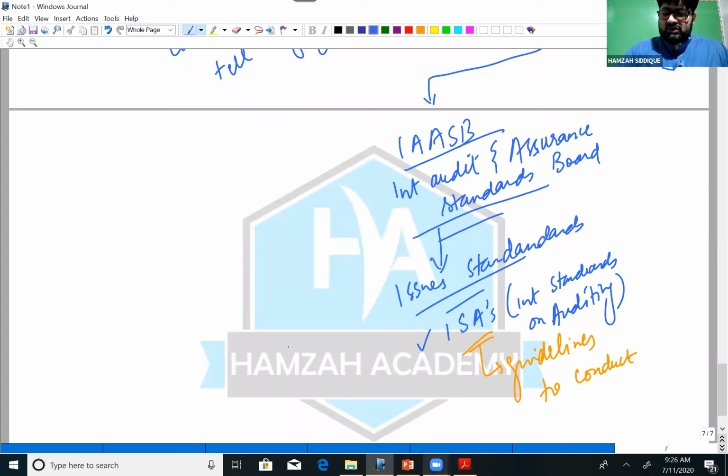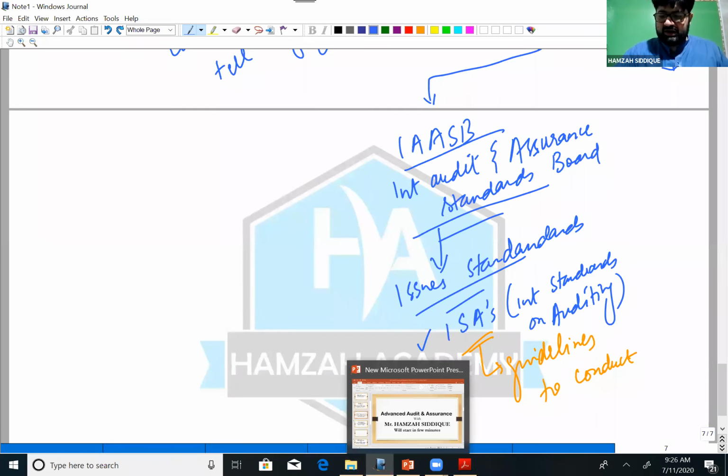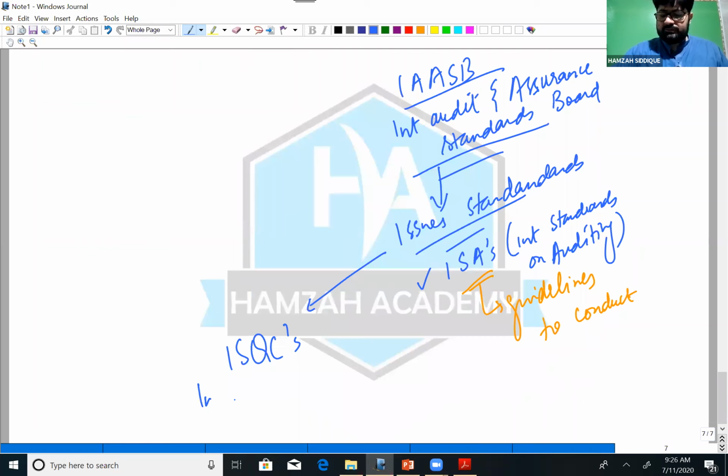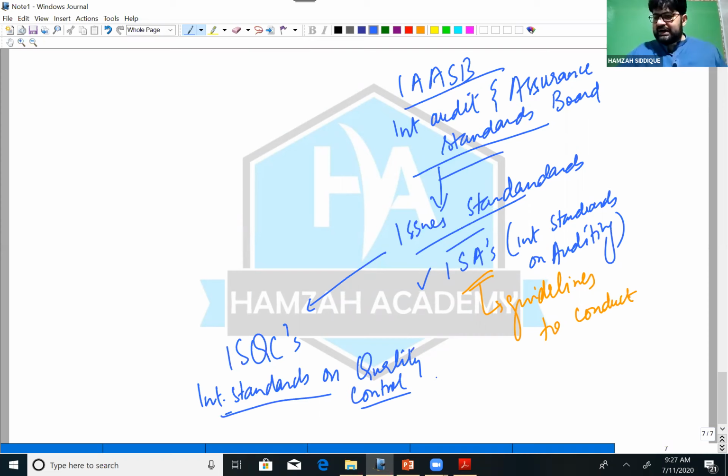Secondly, they have issued ISQCs, International Standards on Quality Control. They are standards basically to ensure the quality of audit. And these both are part of our P7 syllabus up to some extent. We have to study both ISAs as well as ISQCs. Up to some extent, they both are part of our syllabus.